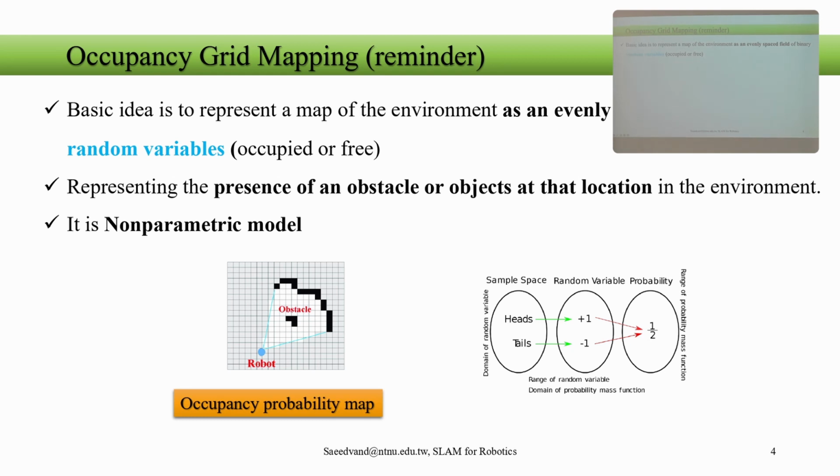The basic idea is that we want to evenly spread a field of binary random variables that can show us which one of the grid cells is occupied or not occupied. This is just the general idea. They simply represent the presence of an obstacle in one location. They are basically a non-parametric model, as we already defined.